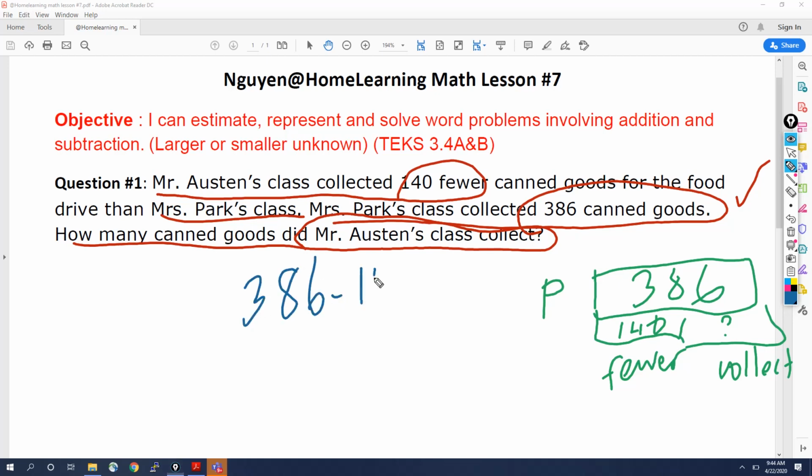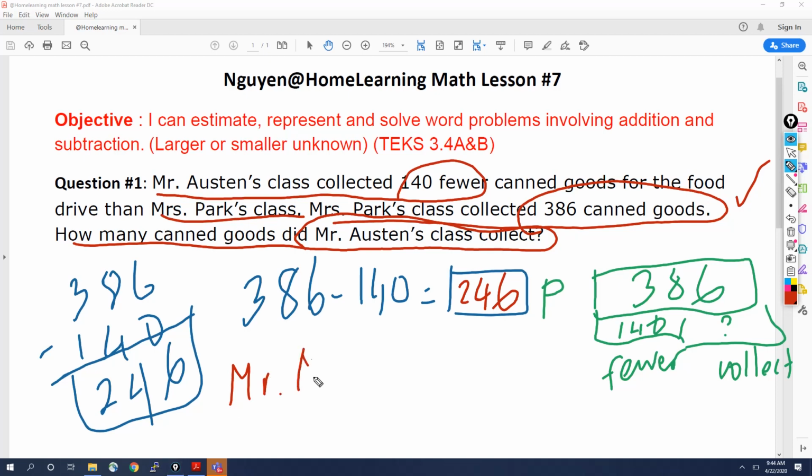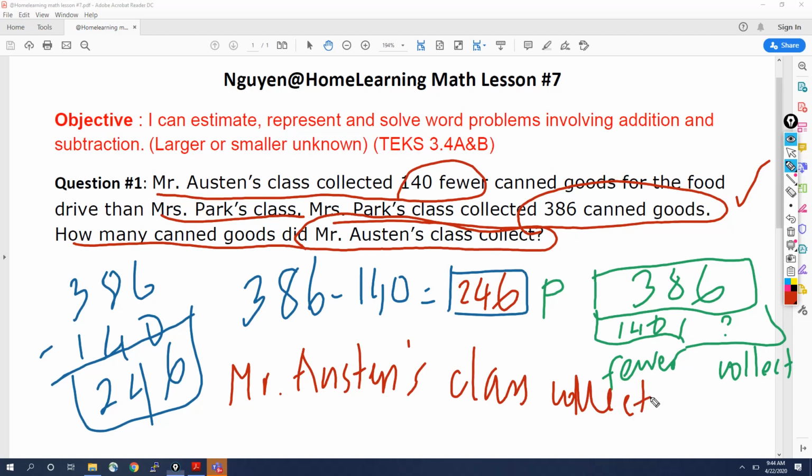386 take away 140 equals blank. 386 take away 140: 6 take away 0 is 6, 8 take away 4 is 4, 3 take away 1 is 2. So we'll leave our answer of 246. So our statement is Mr. Austin's class collected 246 CG, which stands for cans of good. Okay, let's move on to the second one.